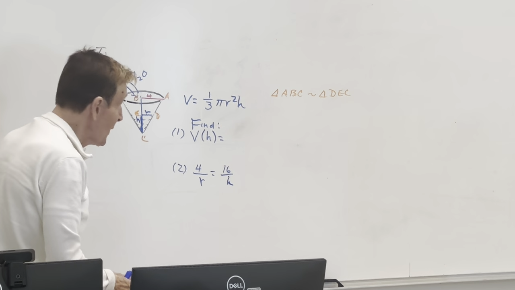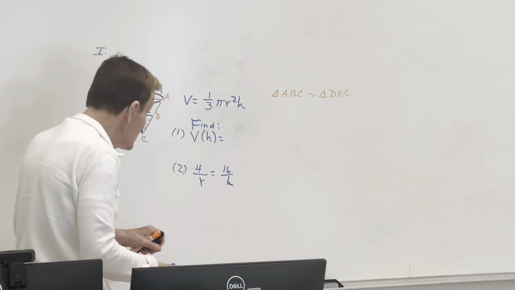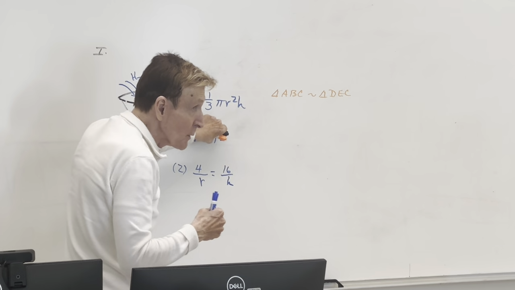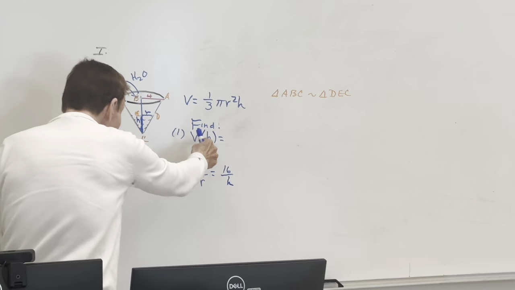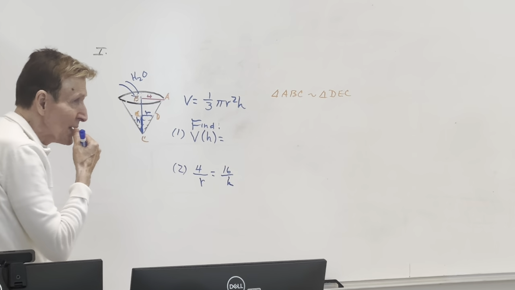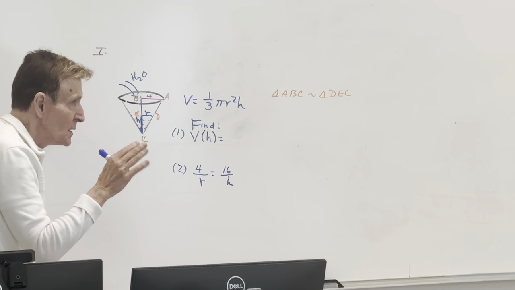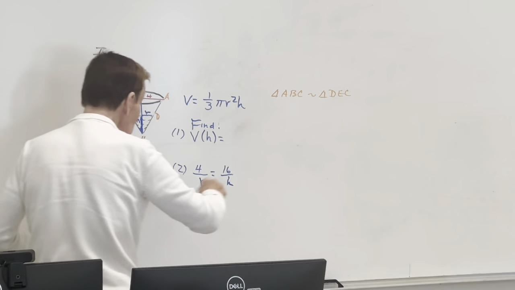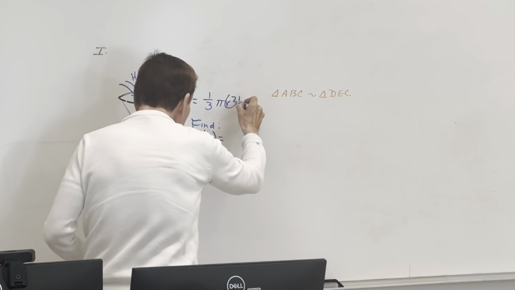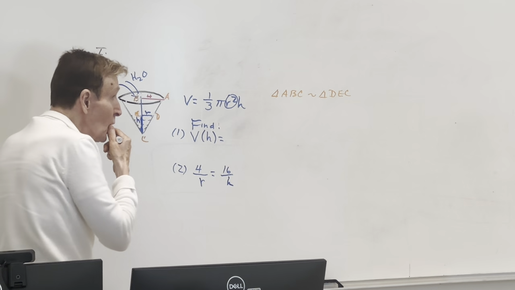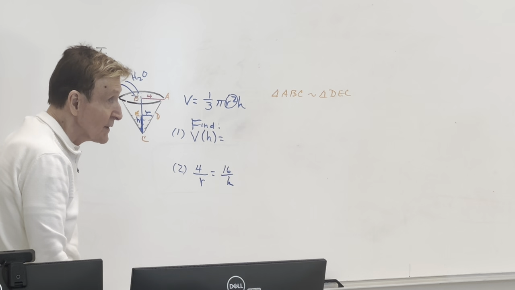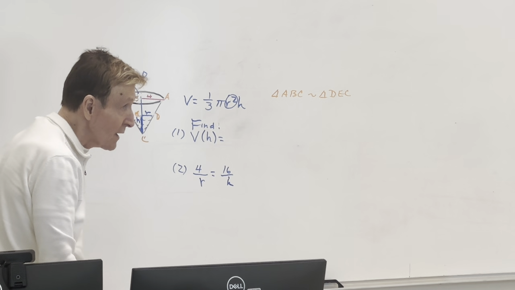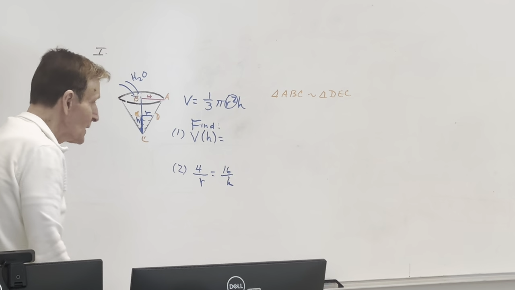Now, keep in mind what they want. They're saying, please rewrite this volume for me, which I'll give to you, but rewrite it and have only an H in it. They want V of H only, no R's. Can anyone be clever and tell me how on earth I am going to make that go away? They do not want an R in the formula. They want just V of H. You don't have an idea?